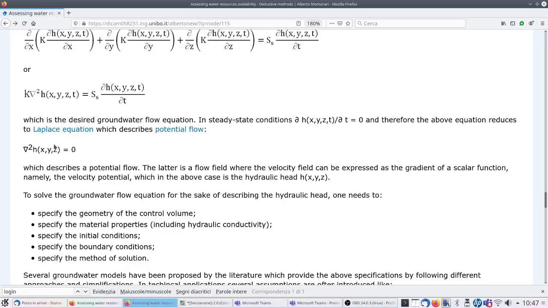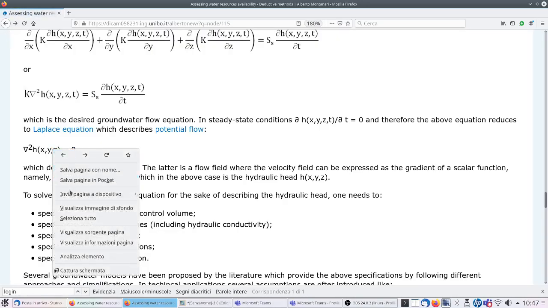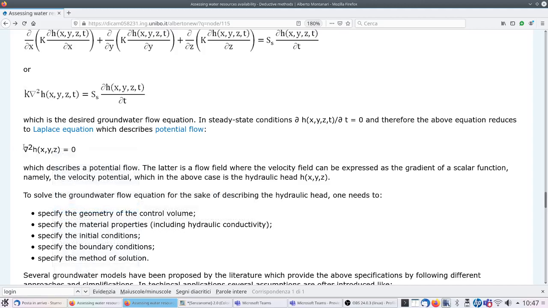Oops, sorry, I made a mistake. Yeah, it's not an image. I just have to select it.